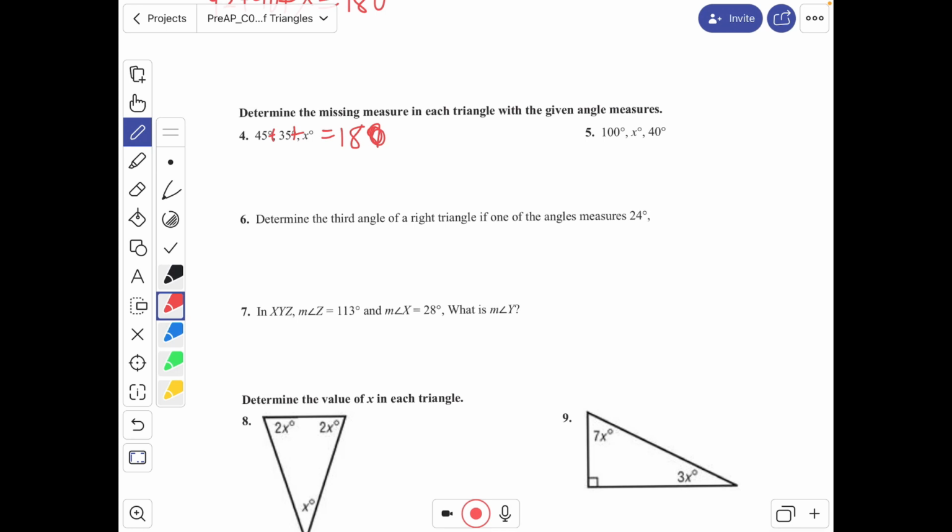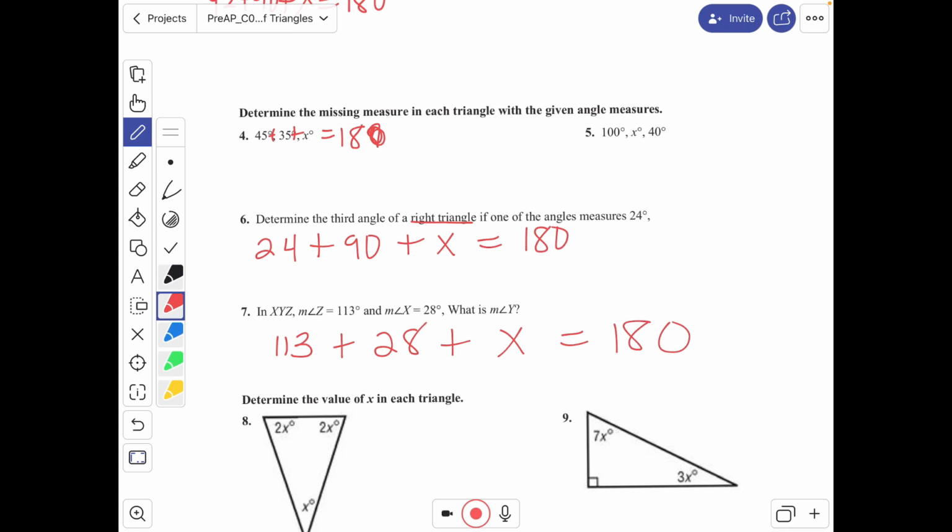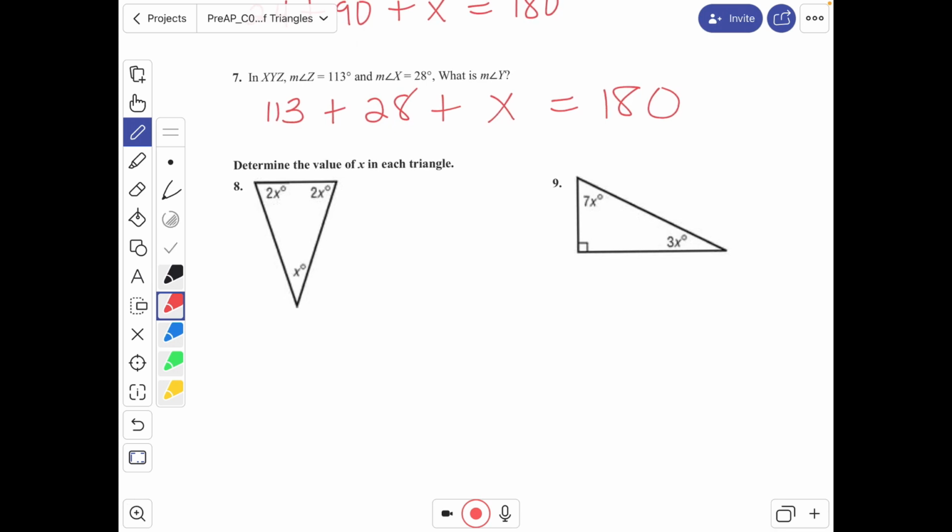Number 6 says determine the third angle of a right triangle if one of these angles measures 24. Okay, so one of the angles is 24. One of them is a right, so that's 90. And we don't know the third one. And they all have to add up to be 180. And the next one is 113 plus 28 plus some unknown equals 180. Number 8, you're adding all the angles and they're going to equal 180.